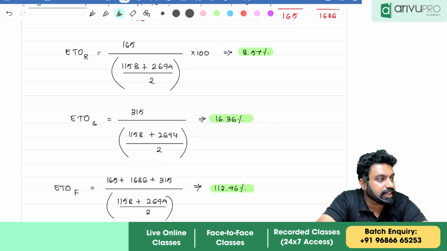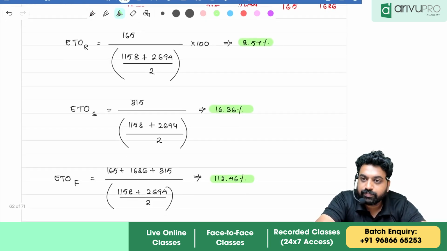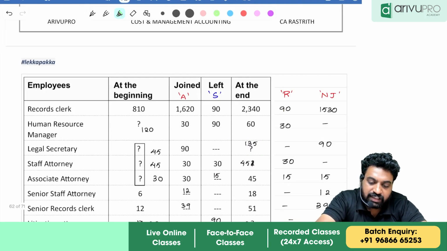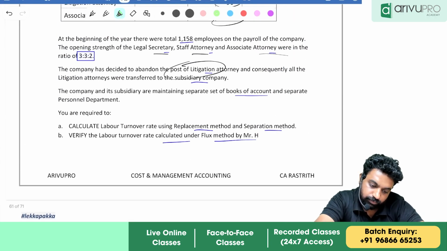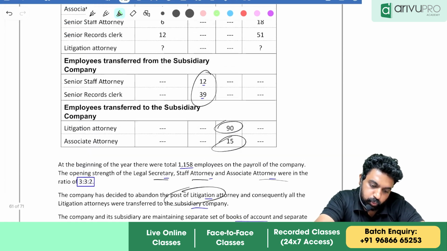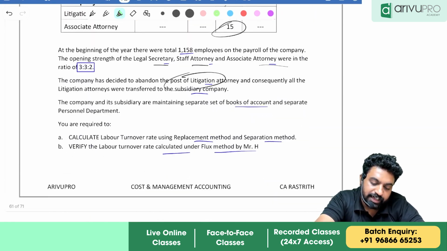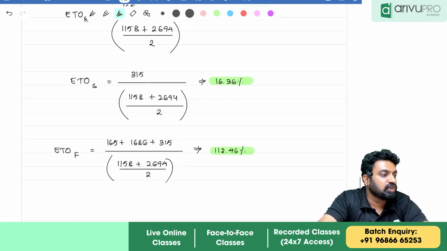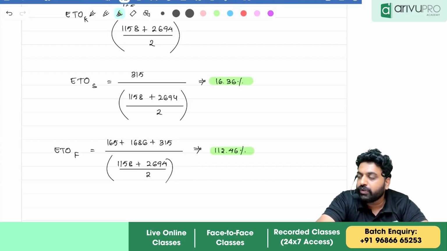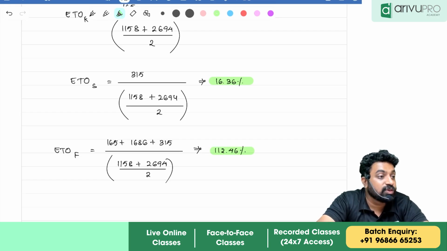Calculation of Mr. H is correct or wrong? Wrong. What mistake would he have done? By looking at the difference, 24.92 and 112.46, what mistake would he have done? Check Flux formula without considering new joinees. He didn't take 1686. Good. He didn't take new joinees at all.